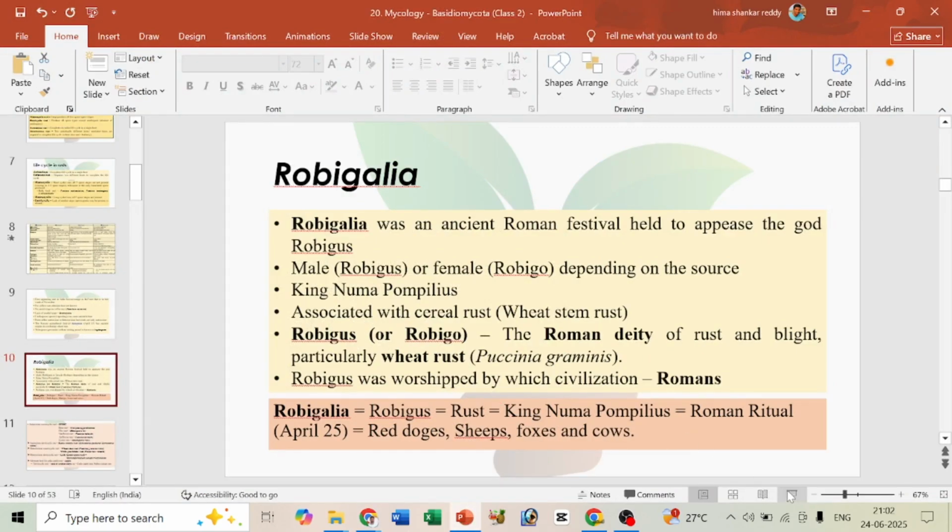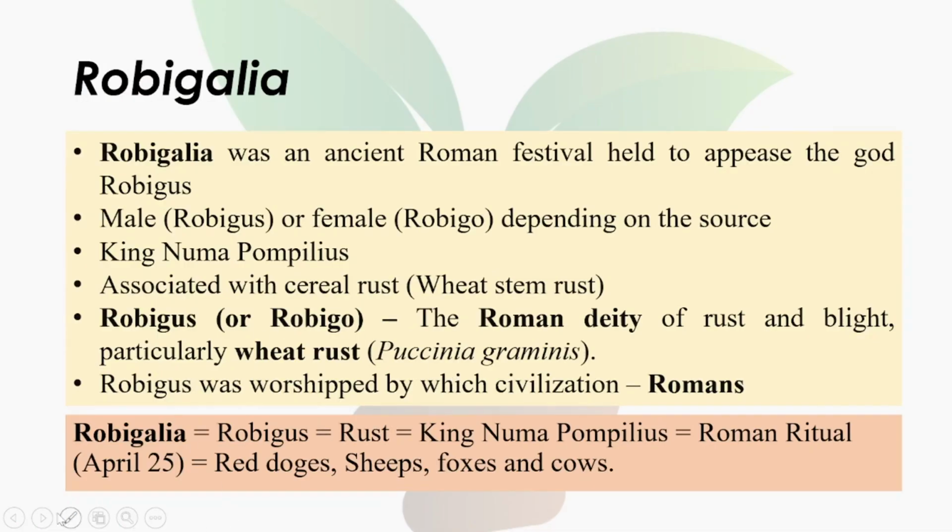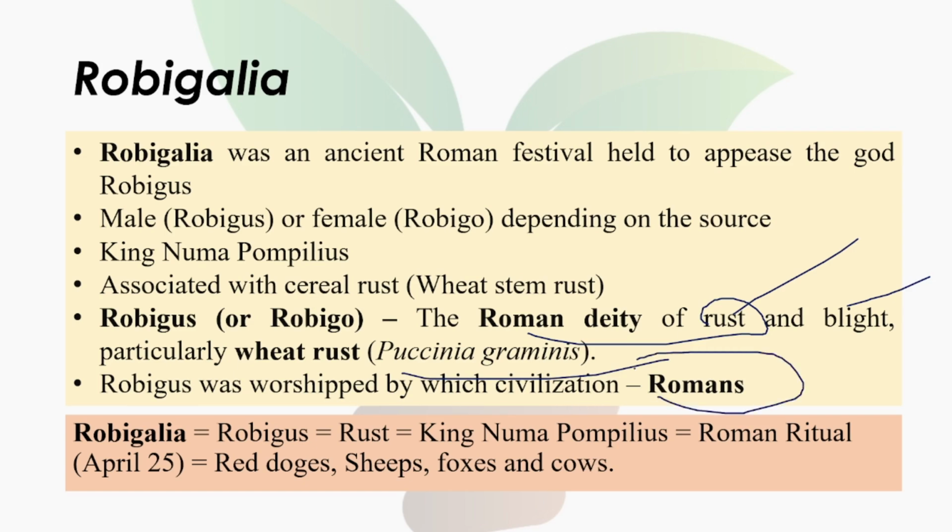So wheat stem rust especially. Robigus or Robigo is the Roman deity for rust, and blights are also mentioned, but primarily it goes to rust, especially wheat stem rust, Puccinia graminis. So it was the civilization of the Romans who worshipped Robigus. It is also associated with one of the kings. They may ask questions like: the Robigalia festival is associated with which civilization, like Romans, French? It is with the Romans.